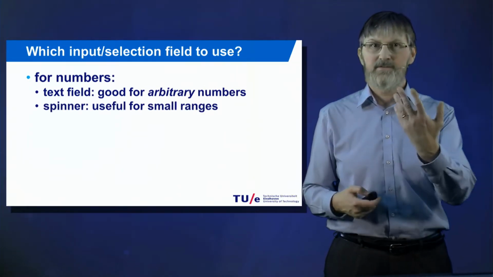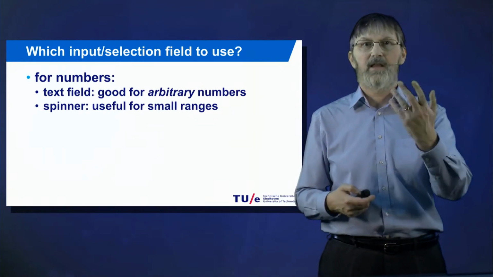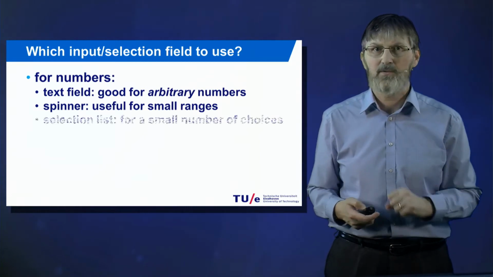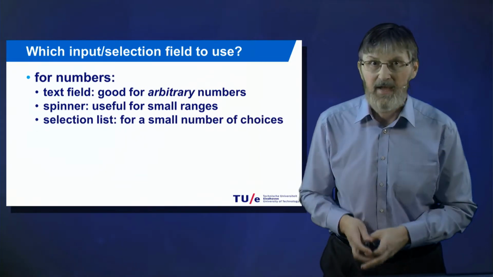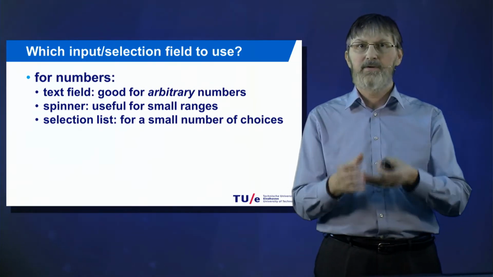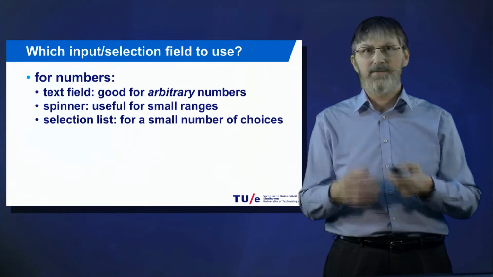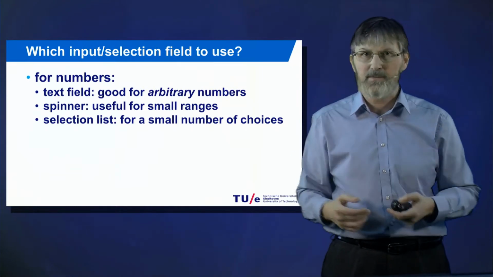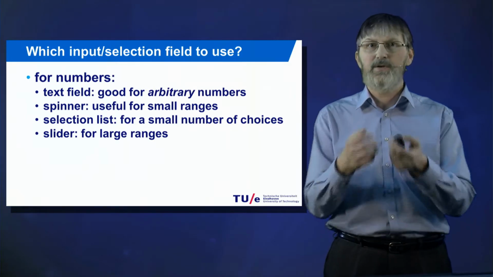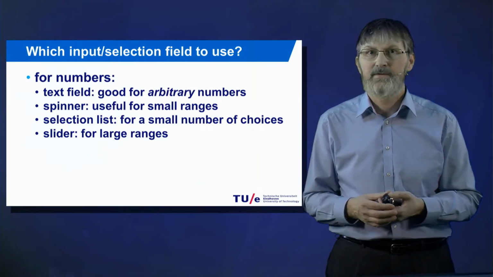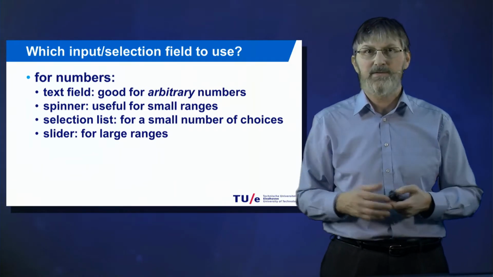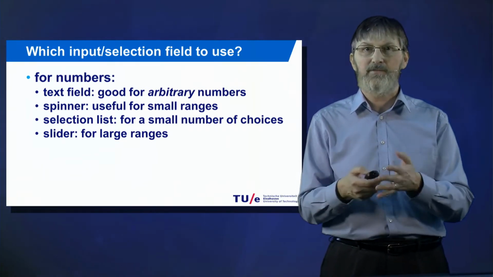There are standard interface elements like spinners that are useful for relatively small ranges. And there are selection lists for a small number of choices, sometimes a larger number, but then they become scrolling. Right? For really large ranges, you can have a slider. Right? Maybe even a hierarchy of sliders like we saw earlier in the alphanumeric slider.